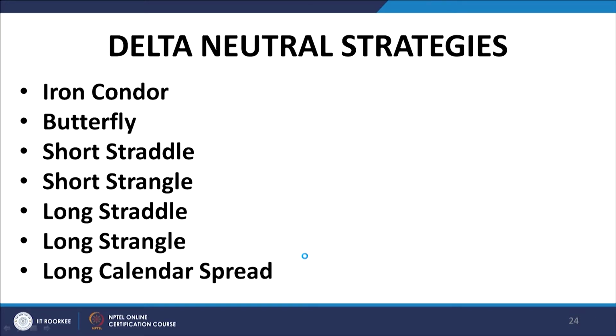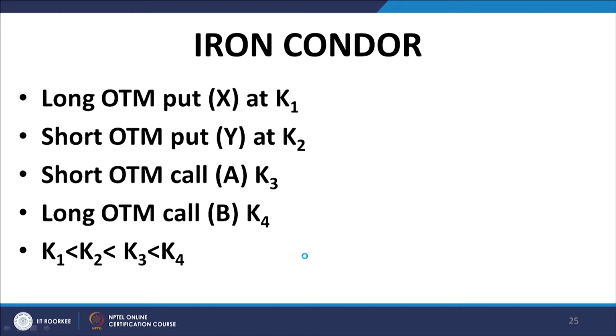These are some of the delta neutral strategies: iron condor, butterfly, which we have talked about, long straddle, long strangle, and calendar spread. I have not talked about the iron condor, so I will give a brief introduction on this. An iron condor consists of 4 options, just like our butterfly spread. You will recall the box spread also consists of 4 options.